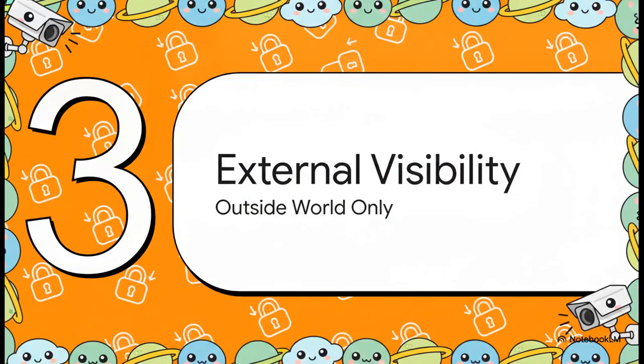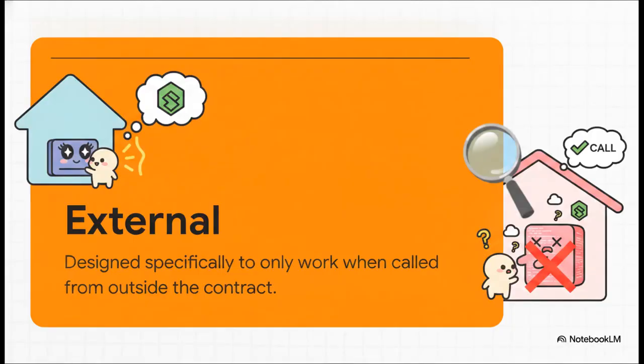Section 3. Outside world only. External. Restricting access just a bit, think of an external function exactly like a doorbell on your house. It's designed to only work when someone standing outside presses it. External functions cannot be called from inside your own contract. In fact, if an internal function tries to call an external one without using a really gas-heavy trick, the Solidity compiler will actually throw an error and stop you in your tracks.